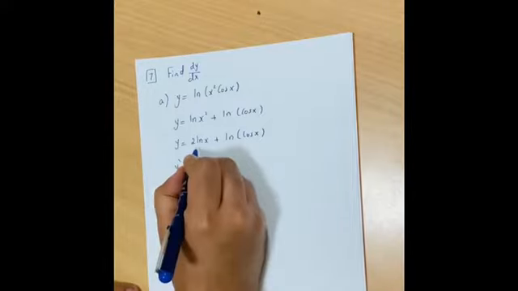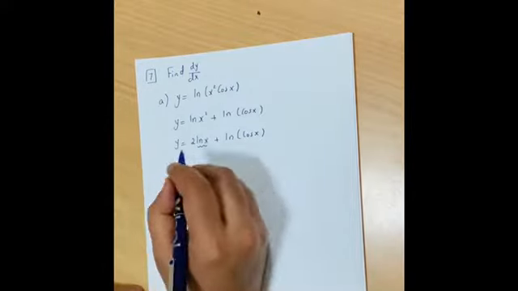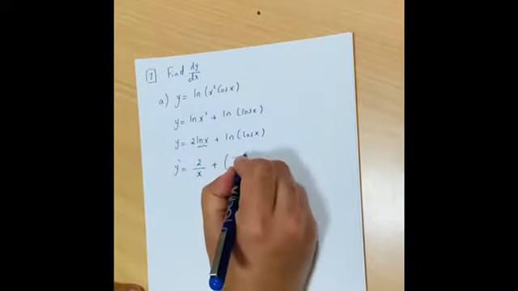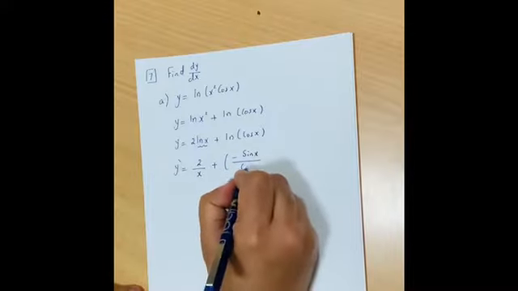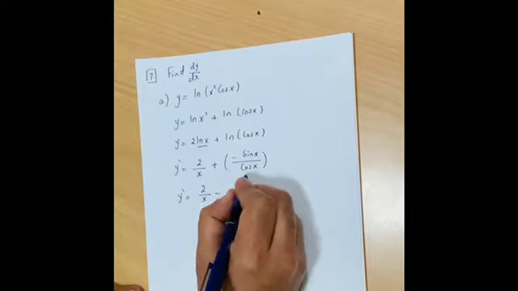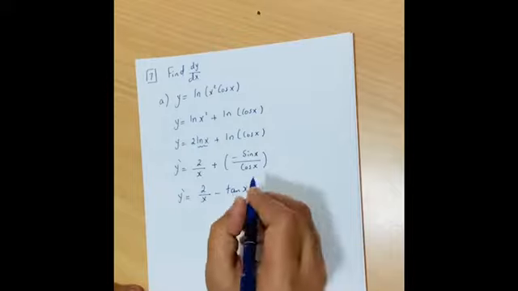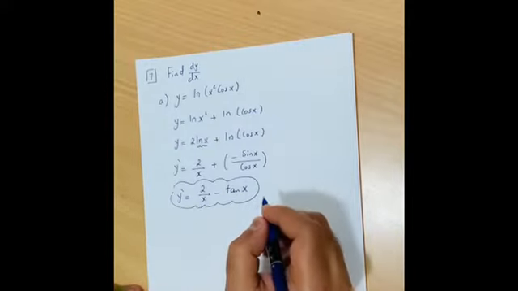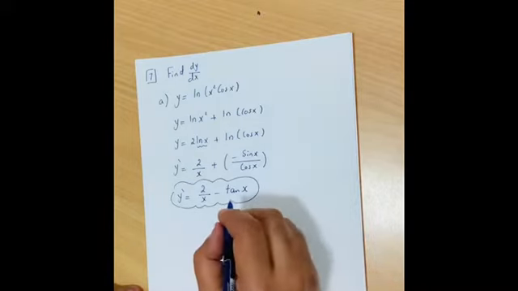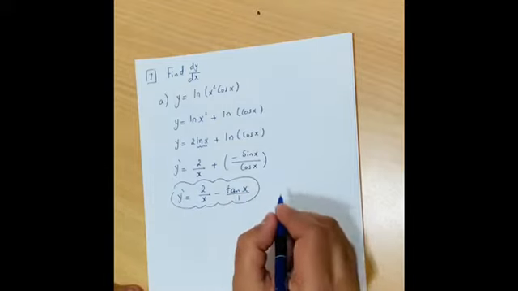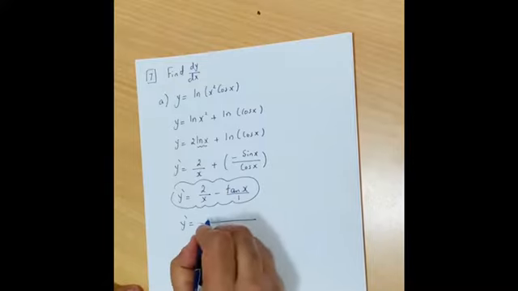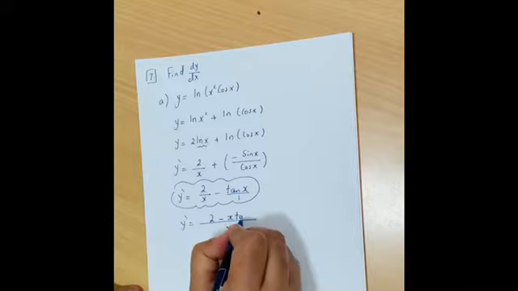Now differentiate. The derivative of ln x, remember, is 1 over x. So 2 times 1 over x is 2 over x, plus the differentiation of ln cosine x, which is negative sine x over cosine x. So y dash is equal to 2 over x minus tan x, since sine over cosine is tan x. And this is the final answer. If you want to simplify it and write it with a common denominator, you just cross multiply, so y dash equals 2 minus x tan x over x.